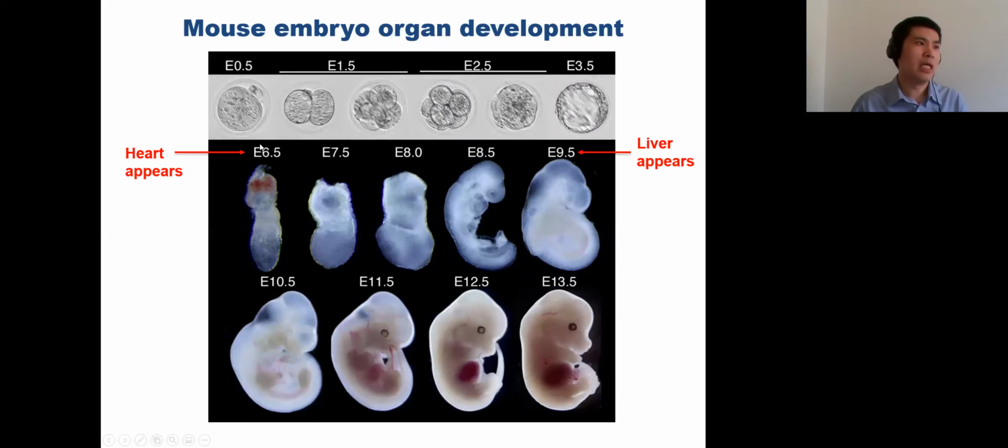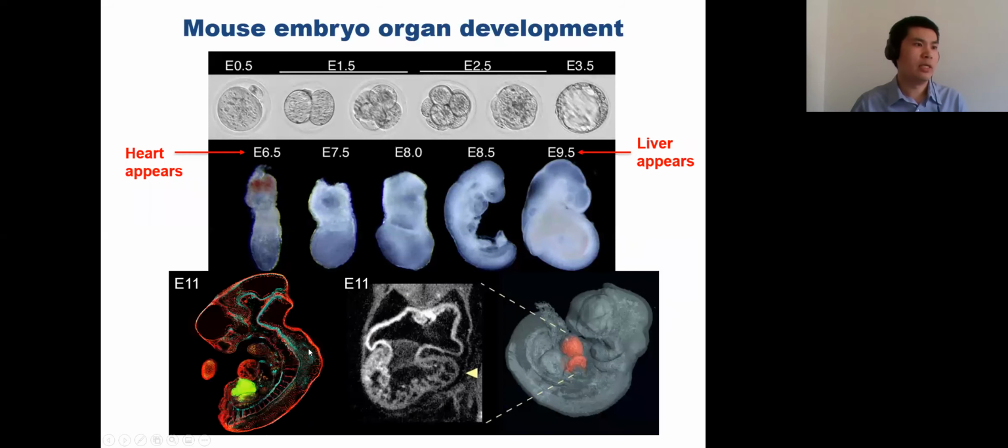So basically, it shows mouse embryo development from day 0 to day 13.5. Basically, the heart starts to appear at day 6.5, and the liver starts to appear at day 9.5. So these two organs are the earliest organs showing up in an embryo.